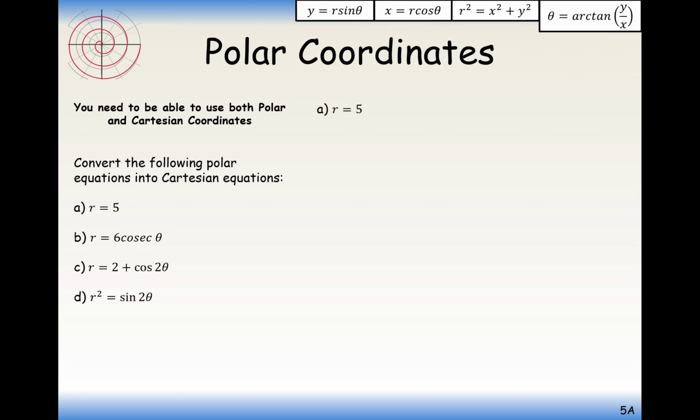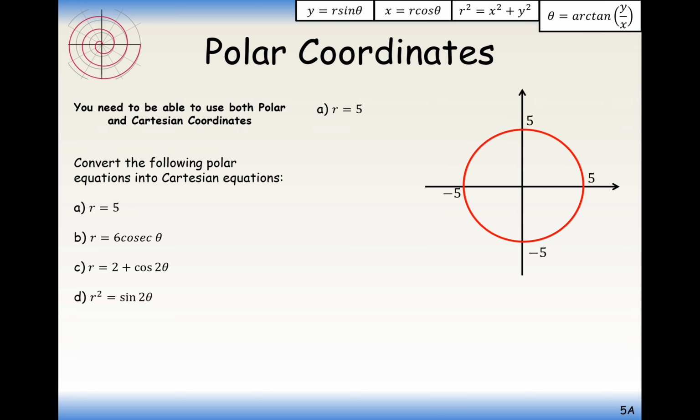Well, it's a circular graph. It's a graph that will have a radius of 5 all the way around, and we know how to convert that into Cartesian equations. It's just a simple x squared plus y squared equals 25. That's just from knowledge of circle equations. You should be able to know that one pretty quickly, as long as you have a think about what it means for the radius to equal 5 on a polar graph.